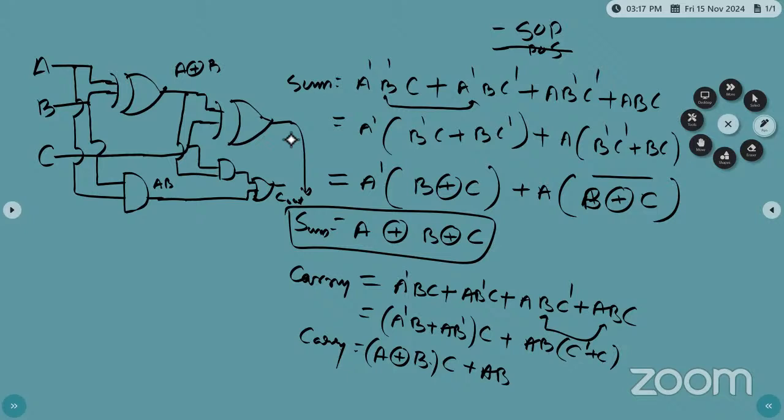As soon as we apply the input, we are getting the output. Such types of circuits are called combinational circuits. Okay.